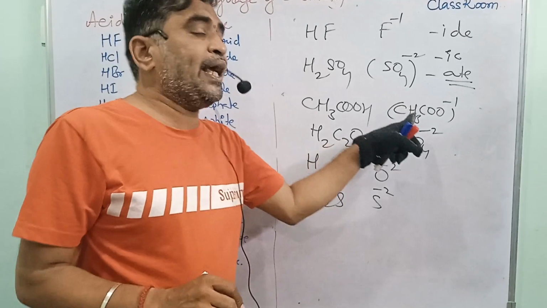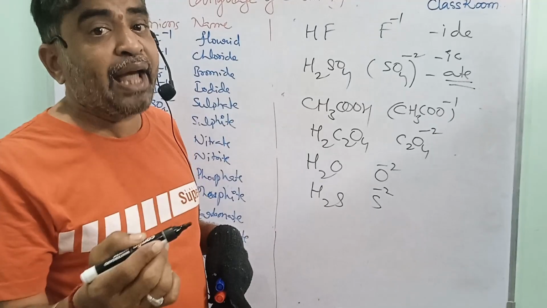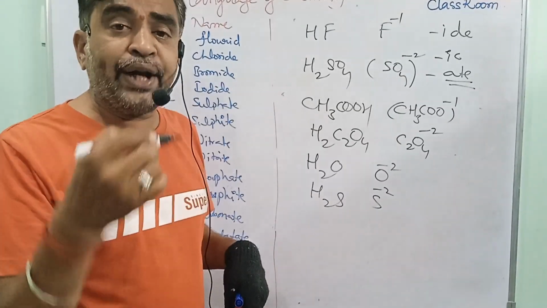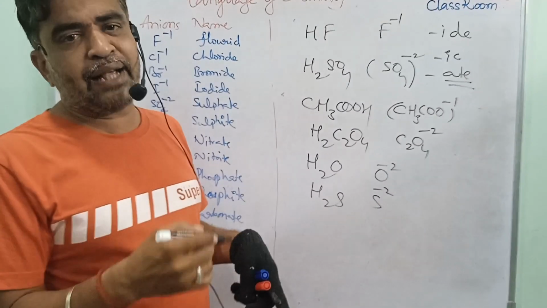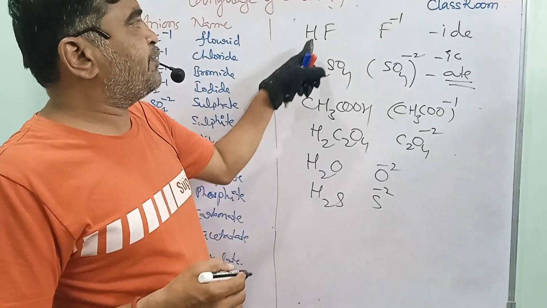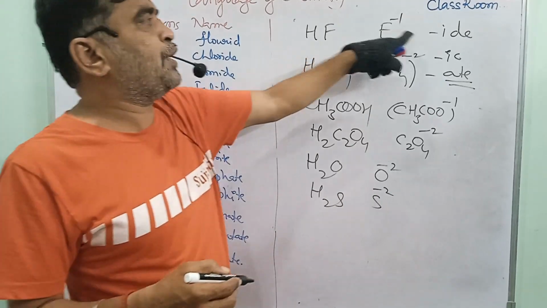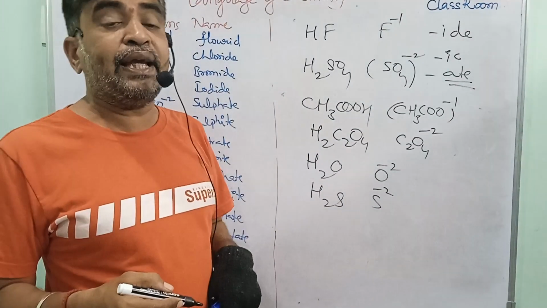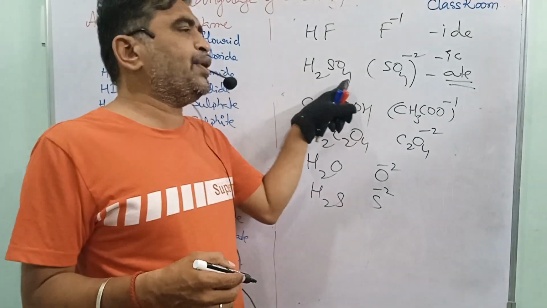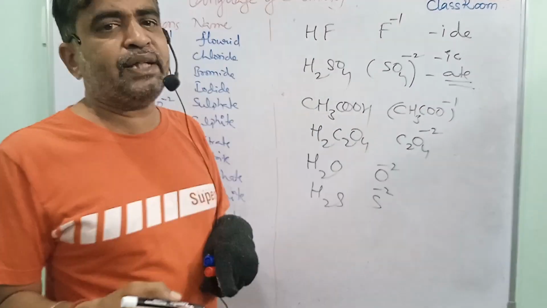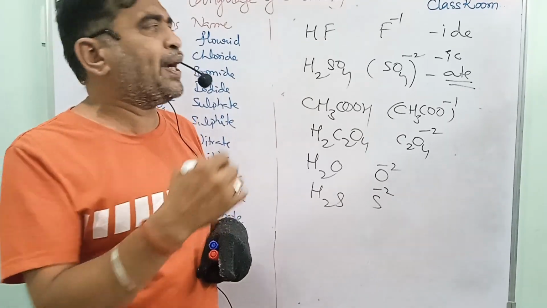Acetic acid, acetate. Oxalic acid, oxalate. Phosphoric acid, phosphate. Chloric acid, chlorate. Benzoic acid, benzoate. Like that the anions are named. So if the acid has two elements and one forms the anion, it is an ide ion. If the acid ends with the ic sound, what is the anion? The anion ends with the ate sound. So sulfuric acid gives sulfate, acetic acid gives acetate, nitric acid gives nitrate, phosphoric acid gives phosphate, like that.